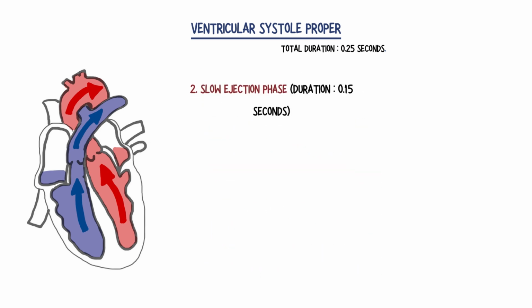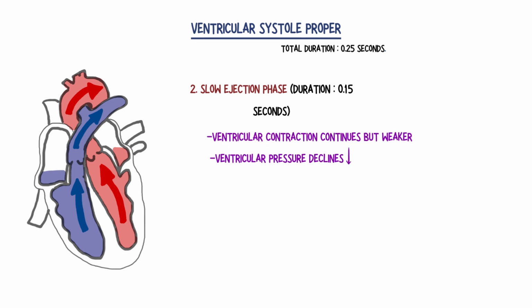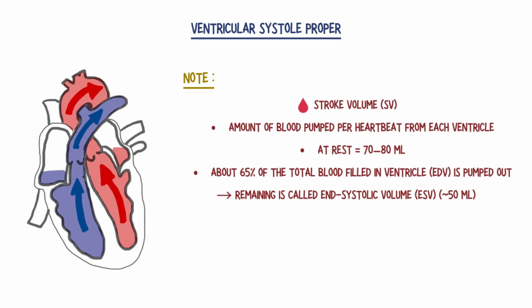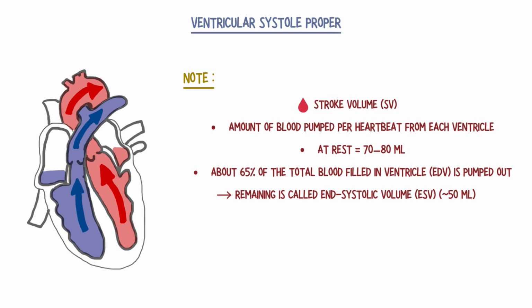Next is the slow ejection phase, lasting 0.15 seconds. Now, the contraction slows down, and the ventricular pressure starts to fall. However, blood still flows forward for a short time due to the momentum already built up. This brings the systolic phase to an end. The total amount of blood pushed out per beat is called the stroke volume, around 70 to 80 milliliters. That's about 65% of the blood that was inside the ventricle before contraction. The blood that remains is known as the end systolic volume.